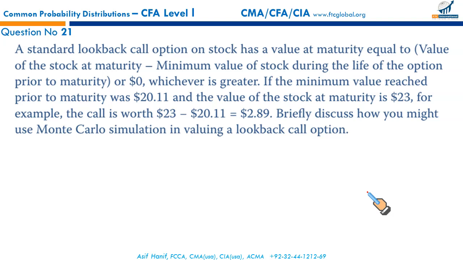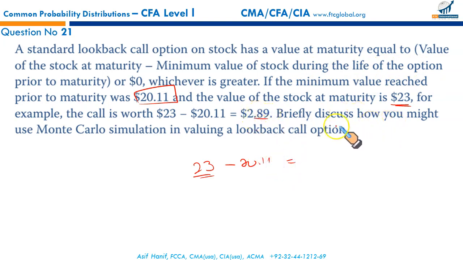Next. A standard look-back call option on a stock has a value at maturity equal to the value of the stock at maturity minus the minimum value of the stock during the life of the option prior to maturity, or 0, whichever is greater. This, of course, we'll discuss in our derivatives. If the minimum value reached prior to maturity was 20.11 and the value of the stock at maturity was 23, that means 23 minus 20.11, as per the formula. So the difference is 2.89, given.